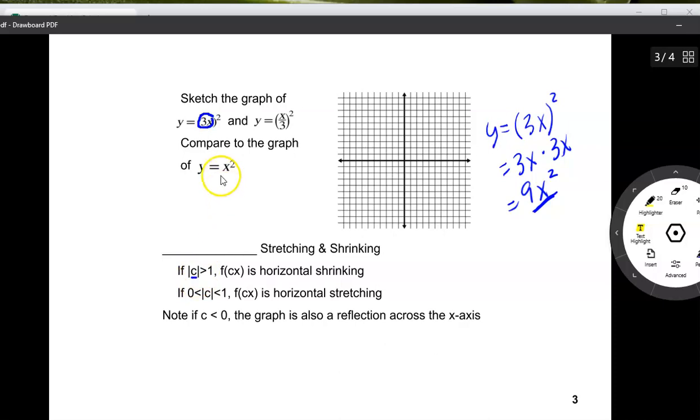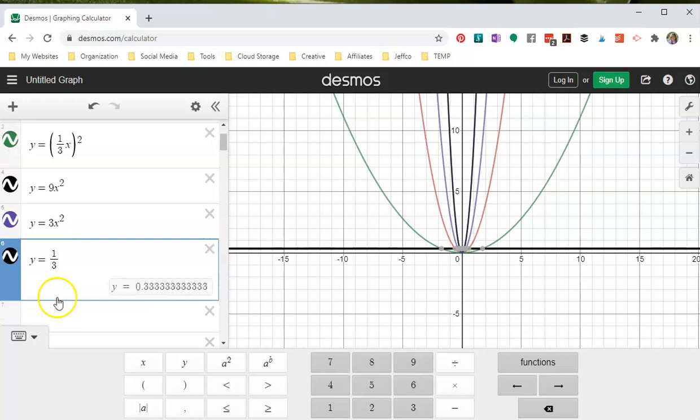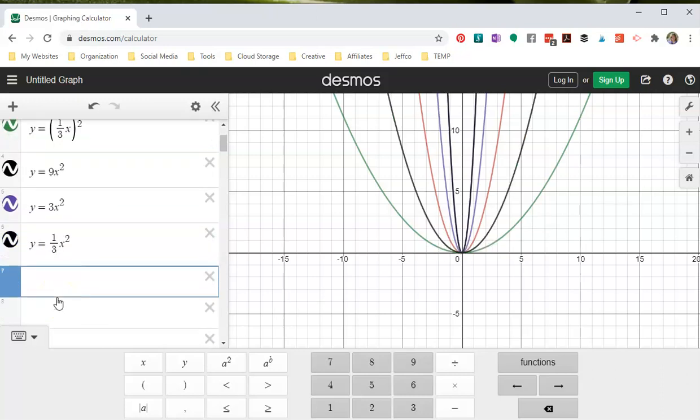And if that number inside the parentheses with the x is absolute value bigger than 1, it's going to shrink it horizontally, so it's making it narrower horizontally. If that number is between 0 and 1, it's a fraction, it's going to stretch it out. And we didn't do that one. Yeah, we did. Here it is. And so again, if we multiplied that out, that would be the same as y equals 1/9 x squared. And so you can see that that's going to stretch it out even wider than the y equals 1/3 x squared that we did on the top of the page.